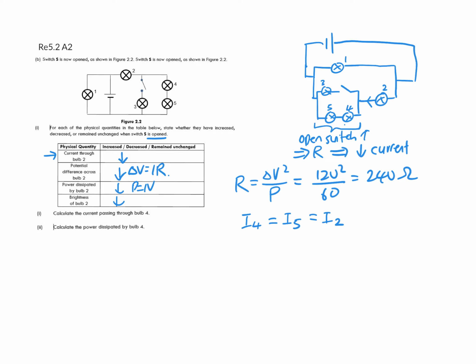So let's just let this current be I245. Alright, just a label. Now, to find this current, we can use Ohm's law on these 3 bulbs in series. This means that we must use the voltage across the 3 bulbs in series divided by the total resistance of the 3 bulbs.